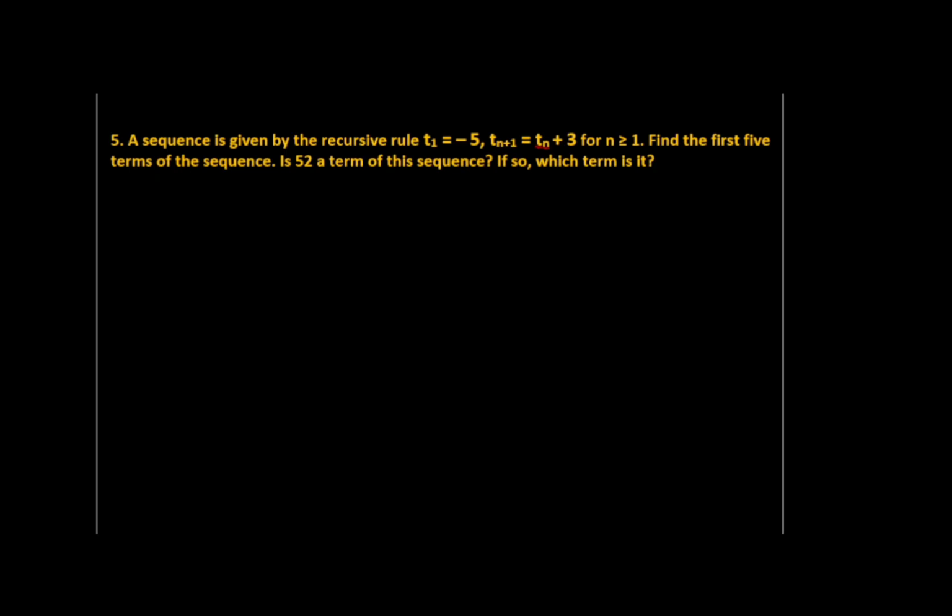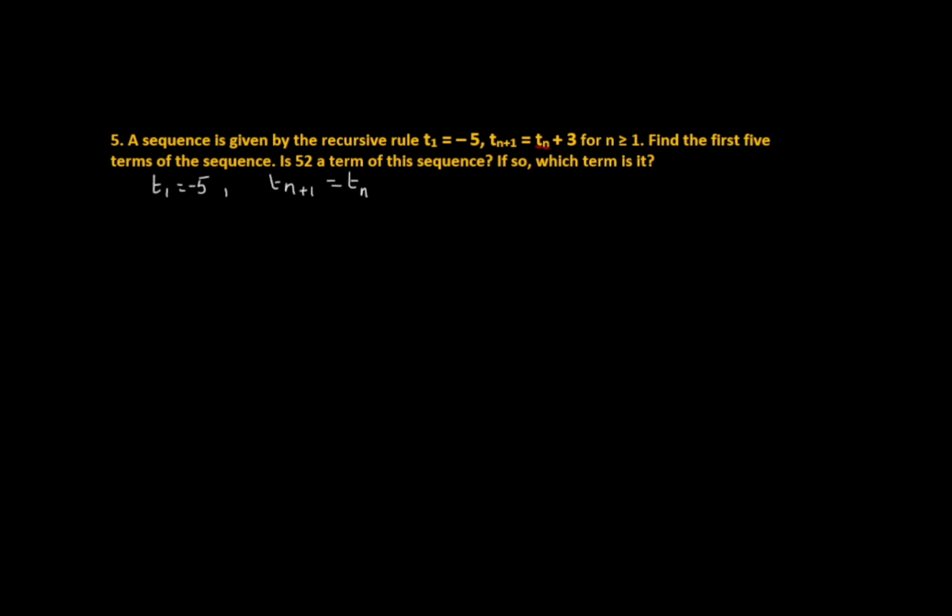Fifth question, a sequence is given by the recursive rule T1 is equal to minus 5. So here the first term is minus 5, then Tn plus 1 is equal to Tn plus 3. This is the common rule for n greater than or equal to 1. Find the first 5 terms of the sequence. That is the first question. Next, is 52 a term of this sequence? We need to check that. If so, which term is it? We need to find.